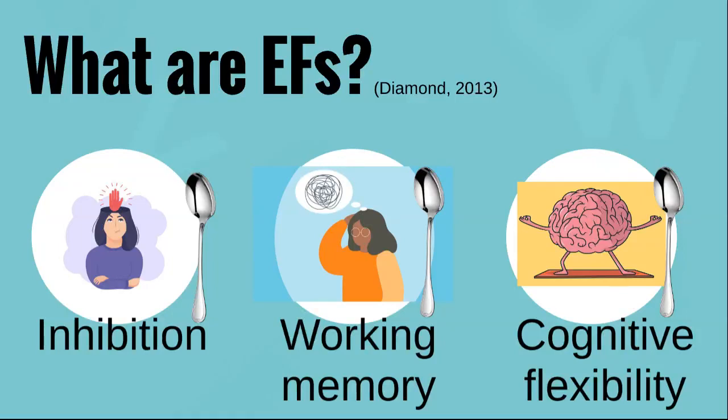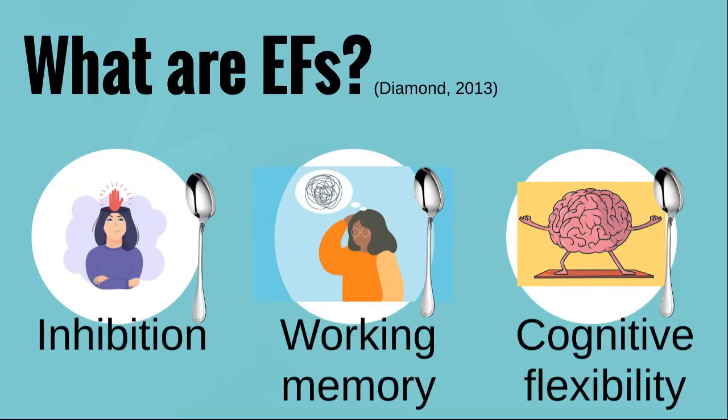Inhibition refers to that self-control and resisting temptation, staying on task, suppressing responses that are not relevant to what we're doing. Working memory involves not only holding information in our memory, but holding it in a way where we can manipulate it, change it around, and work with it. Finally, cognitive flexibility is our set shifting. It's how we can adjust to new rules, changes in priorities, or perspectives.